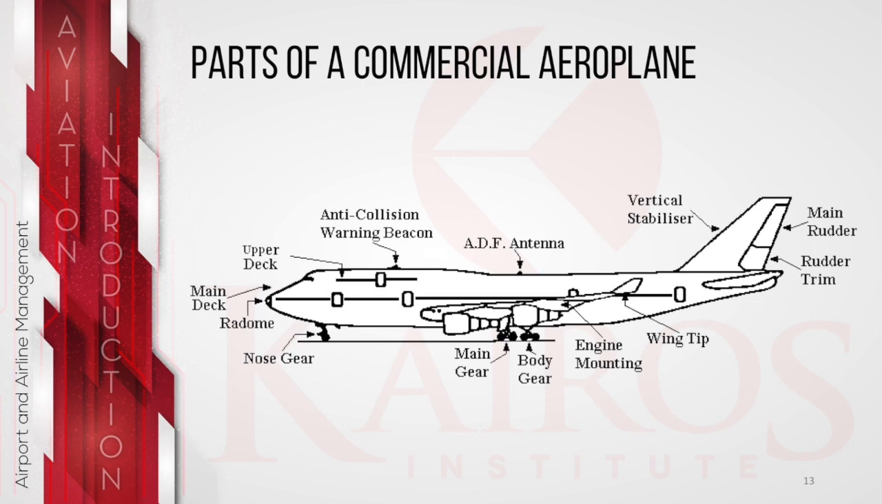There is the anti-collision warning beacon light. There is the ADF, automatic direction finding antenna. At the tail is the vertical stabilizer, the main rudder and the rudder trim, followed by the wingtip, the engine mounting and the wheels of the aircraft, the body gear, main gear and the nose gear, collectively known as the undercarriage.